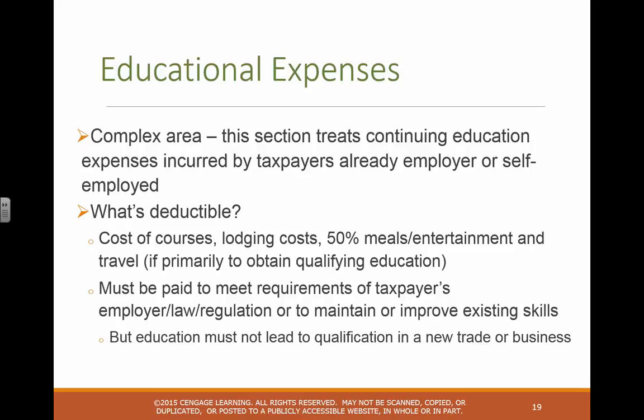So here's the key right here. It's got to be paid to meet either the requirement of the taxpayer's employer. I mean, if the University of Montana came right now and said, everybody that teaches at this level, which a lot of people think might be coming, has to have a doctorate, then we would all need to go get PhDs that don't have them. That would be to meet the requirements of my employer.